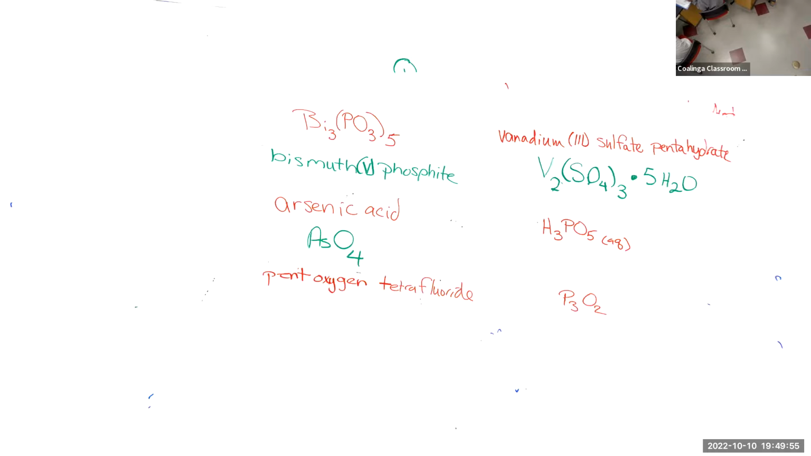So for it to be an acid, it needs to have what? It needs to have some hydrogen. How many hydrogens? It needs 3. And then, thank you.